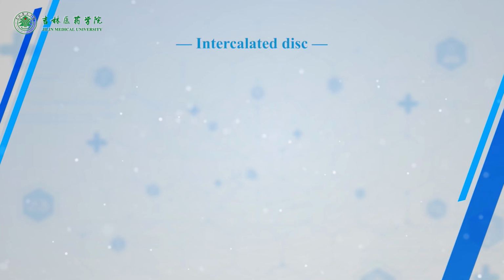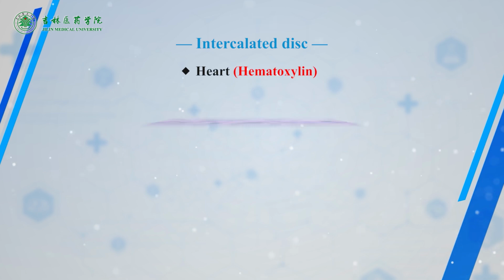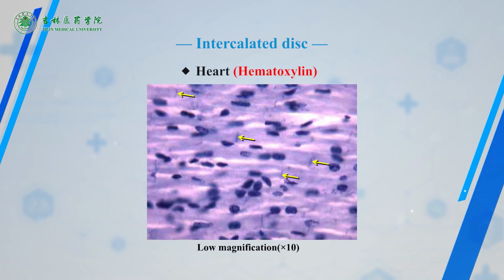The third slide is intercalated disc, obtained from the section of heart. The specimen is stained blue. In longitudinal section, you can find some deeply stained cross lines which show straight line or appear as an irregular stepwise line. These cross lines are intercalated discs, which are the connecting structure of 2 adjacent cells.